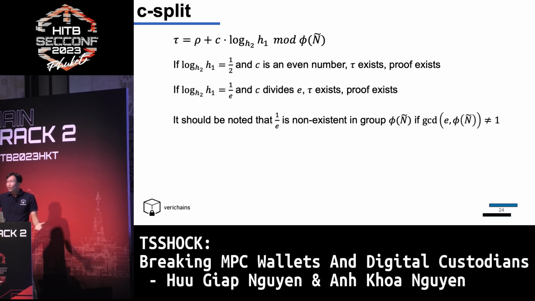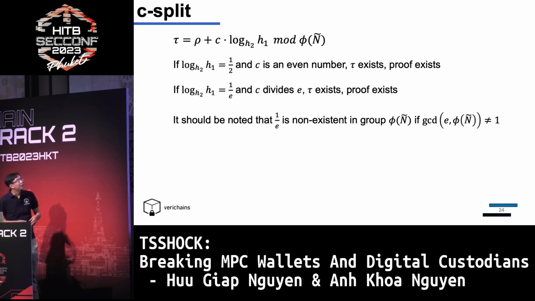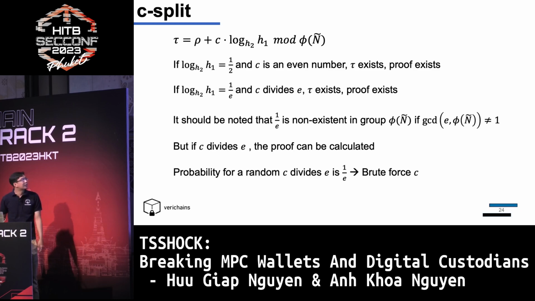So 1 over E actually does not exist in this case. But if C divides by E, then C multiplied by that log is actually a valid number, but the log is not valid. So this is really crazy, right? But how do we exploit that? We say, okay, if we use the Fiat-Shamir thing and we hash everything, then we can just brute force C. And the probability of a successful calculation is 1 over E.